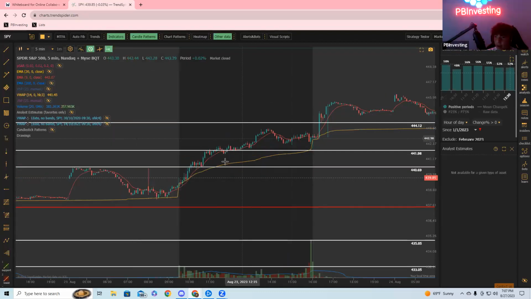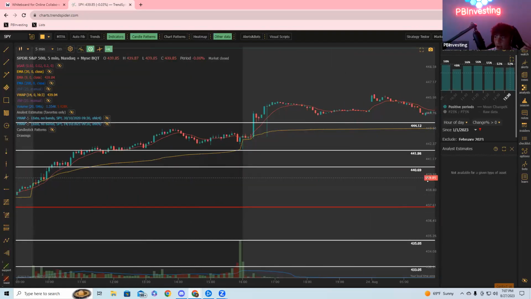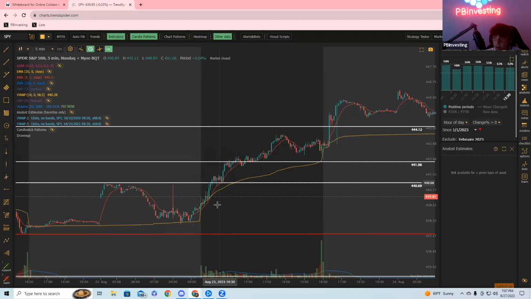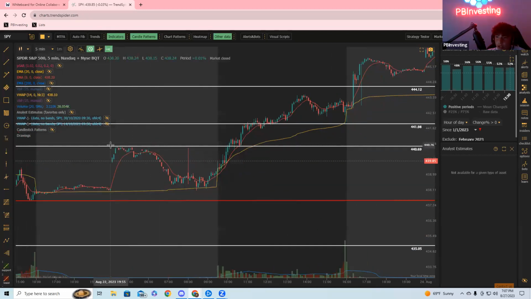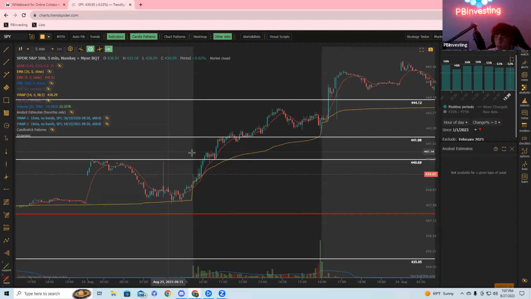We'll just go on SPY. Looking at SPY, right? Anyone know what this is right here? This line. This shadowed area is the pre-market data. What is this line, guys? Pre-market high. Exactly. This is the pre-market high.